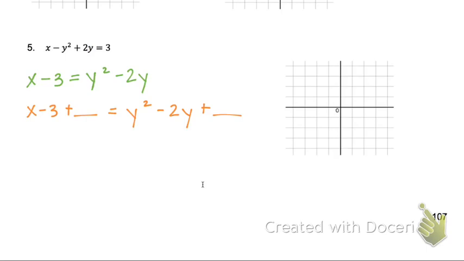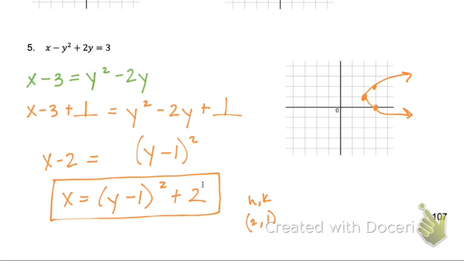And I want you to finish this out. So half the -2, and then square it. So you add 1 on both sides.